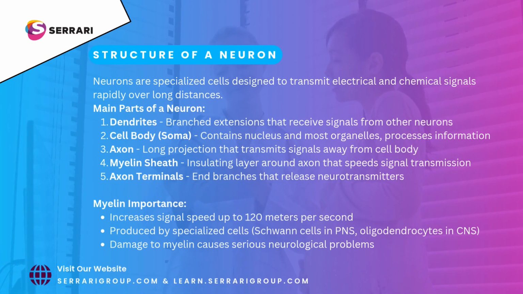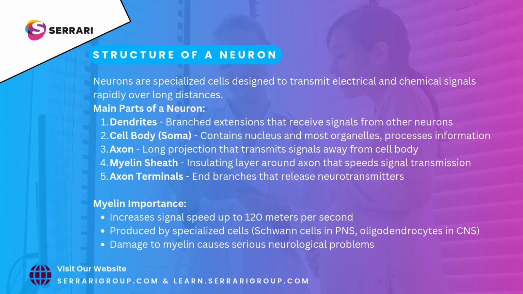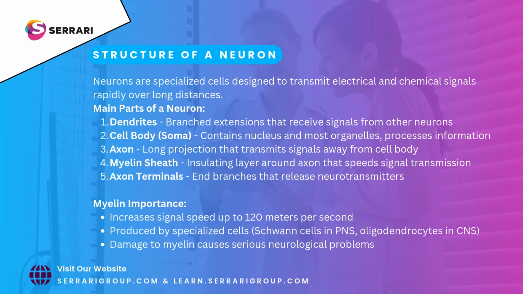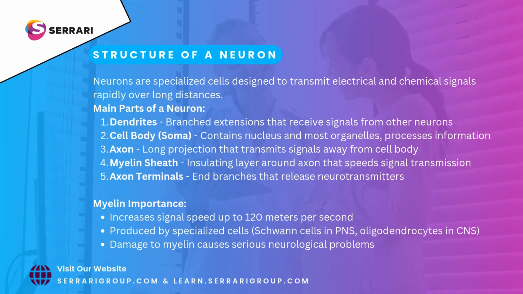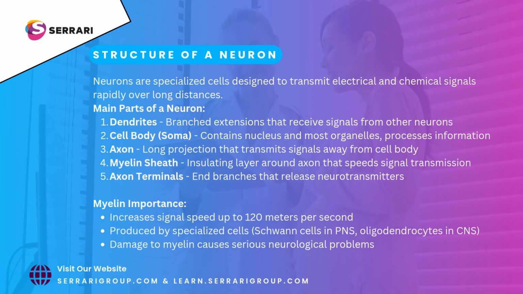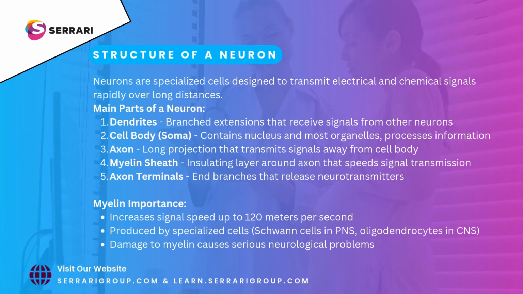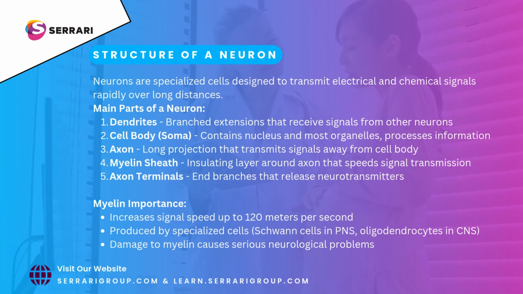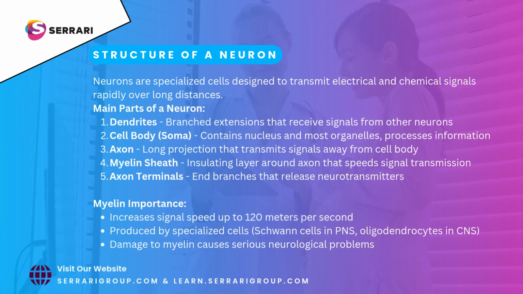Structure of a neuron. Neurons are specialized cells designed to transmit electrical and chemical signals rapidly over long distances. Main parts of a neuron. Dendrites, branched extensions that receive signals from other neurons. Cell body, soma, contains the nucleus and most organelles, and processes information. Axon, a long projection that transmits signals away from the cell body. Myelin sheath, an insulating layer around the axon that speeds signal transmission. Axon terminals, end branches that release neurotransmitters.